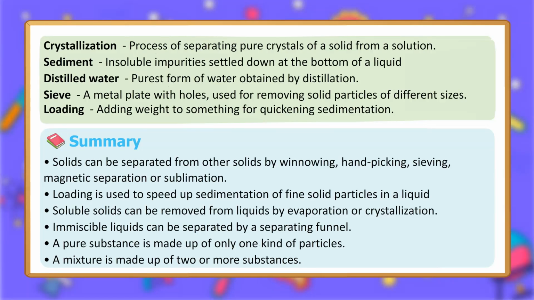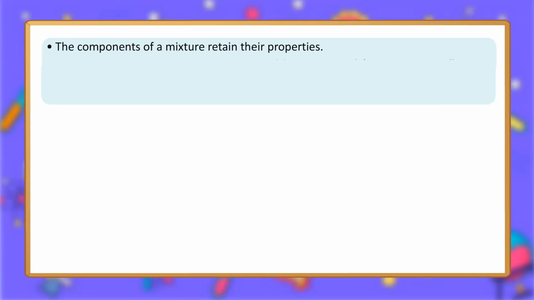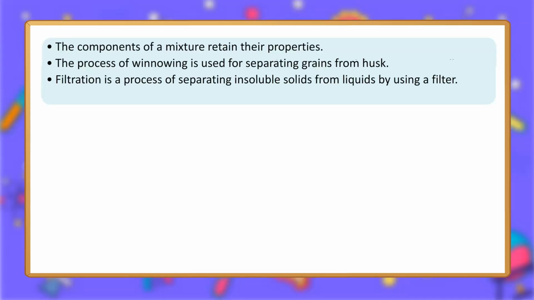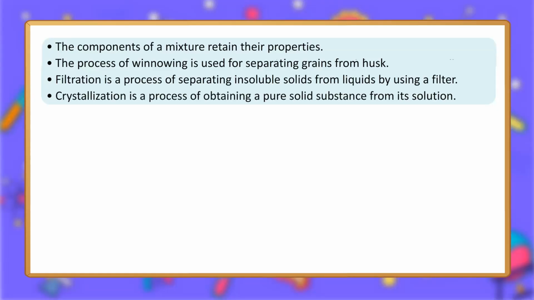A mixture is made up of two or more substances. The components of a mixture retain their properties. The process of winnowing is used for separating grains from husk. Filtration is a process of separating insoluble solids from liquids by using a filter. Crystallization is a process of obtaining a pure solid substance from its solution.